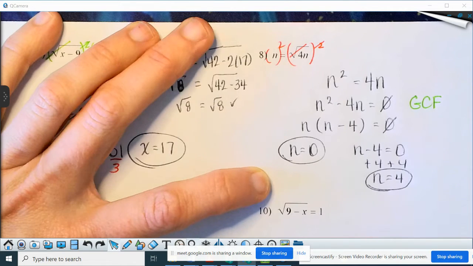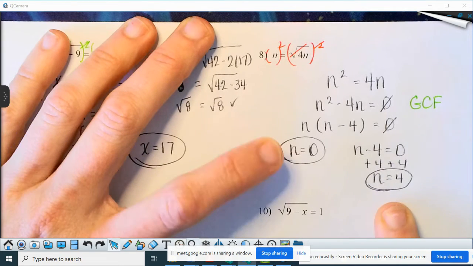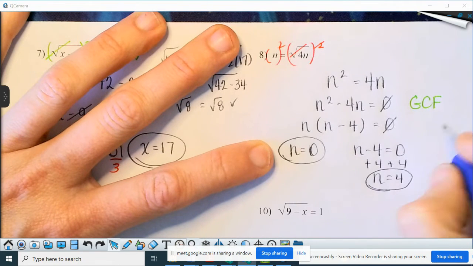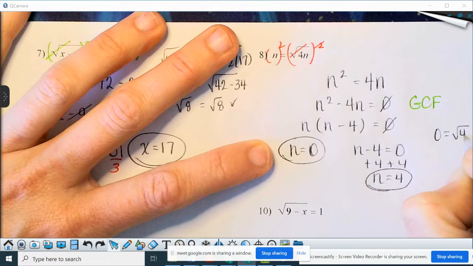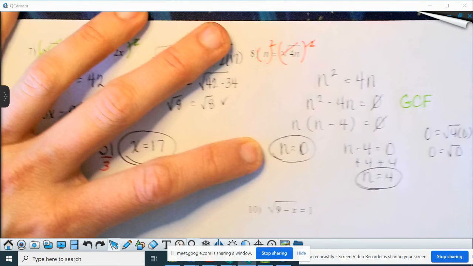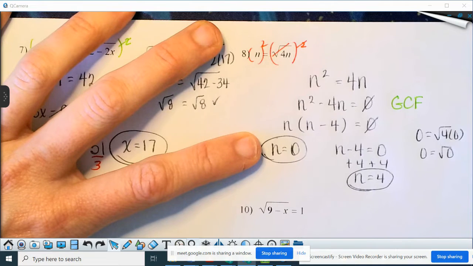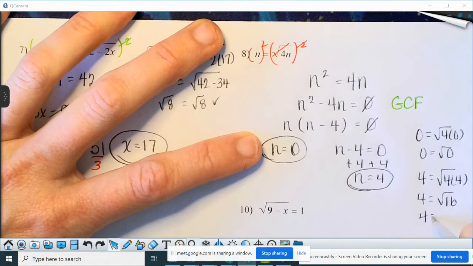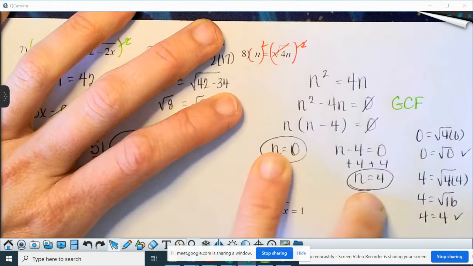Now you do want to make sure that this works, and so you want to check it. So if I plug in a 0, 0 equals the square root of 4 times 0, which is the square root of 0, because 0 times 0 is 0, and that's what square root is. It's asking what number can I multiply times itself to give me the number that's underneath that root bar, versus 4 equals the square root of 4 times 4, which is the square root of 16, and hopefully we do know that that is 4. So both of these answers are viable choices.